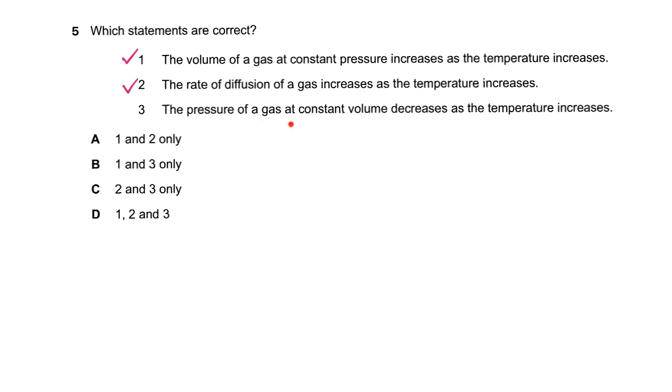The pressure of a gas at constant volume decreases as temperature increases. Well, the pressure increases as temperature increases, right? When you heat up a pressure cooker, the volume doesn't change, so the pressure rises, because that's how it works. So number 3 is incorrect.